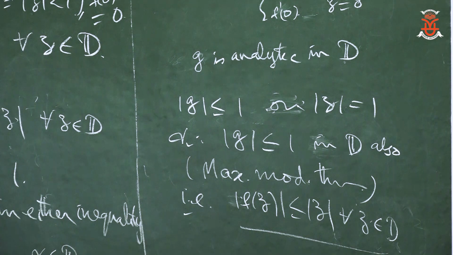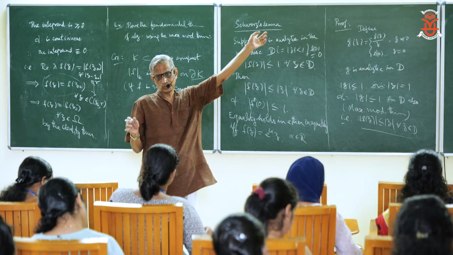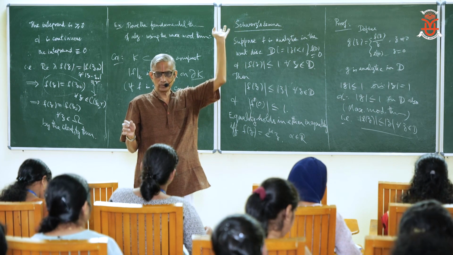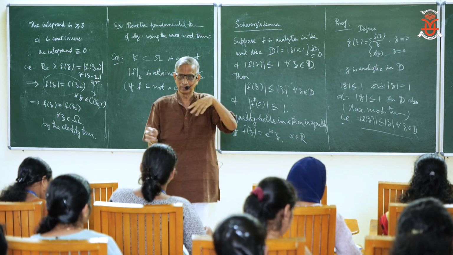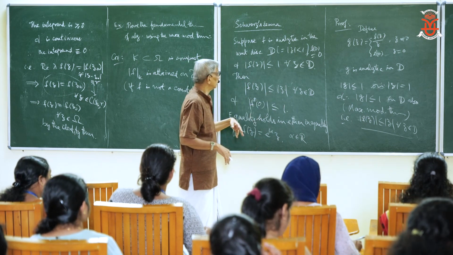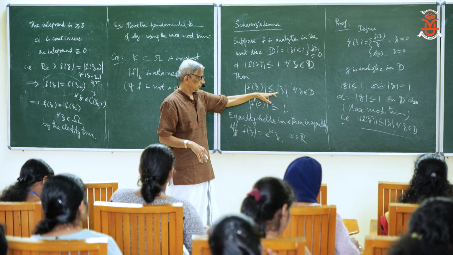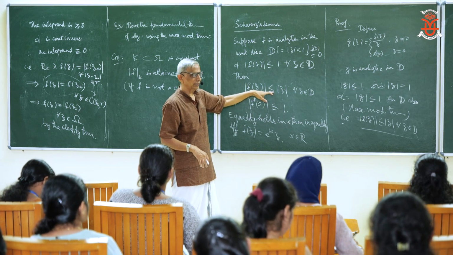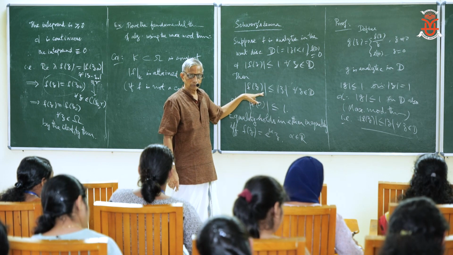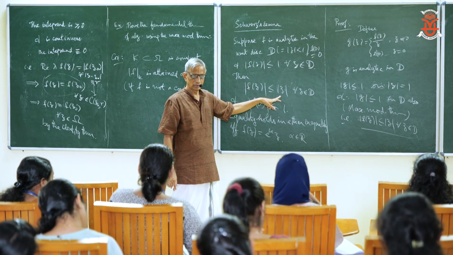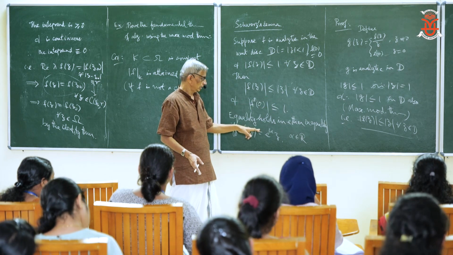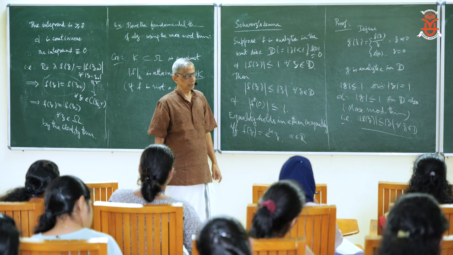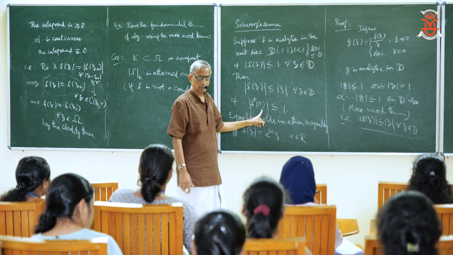What about the second statement? What is f prime 0 by definition? It is the limit of f z minus f 0 divided by z. But f 0 is 0 by hypothesis. So f prime 0 is nothing but the limit of f z by z. We already concluded that modulus of f z by z is less than or equal to 1. Therefore, in the limit also, it is going to be less than or equal to 1. So this immediately gives you this on taking limits.